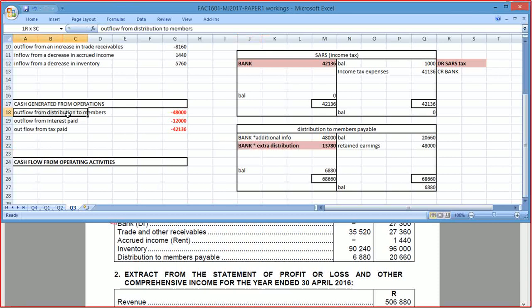So here we had outflow from distribution to members. We need to change this. It's going to be brackets 48,000 plus 13,780 close brackets. Got that? Yes, got that.